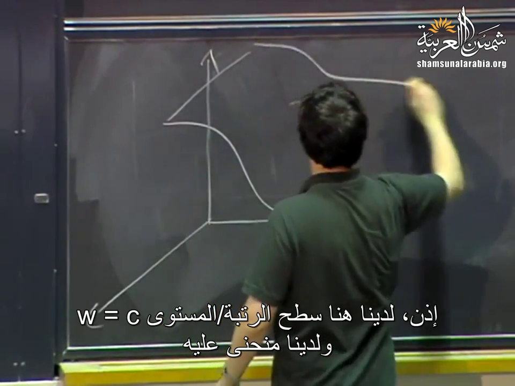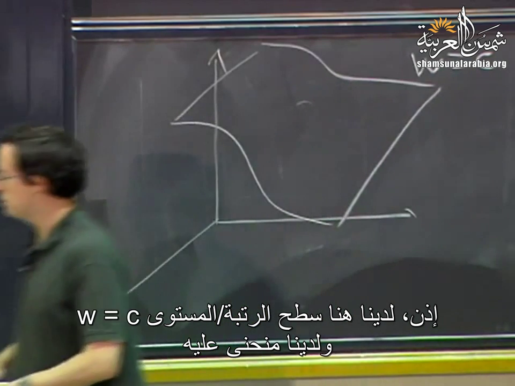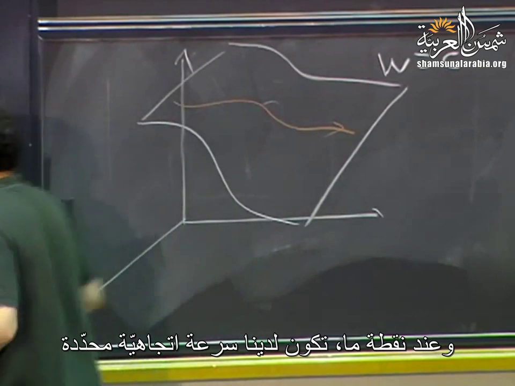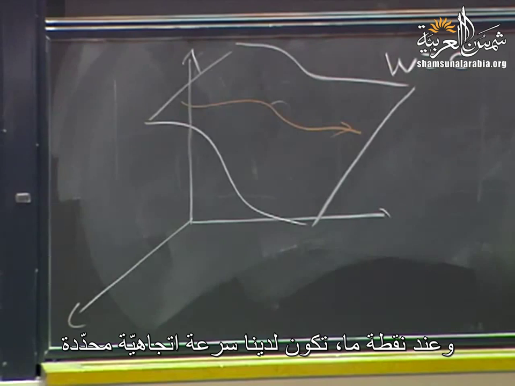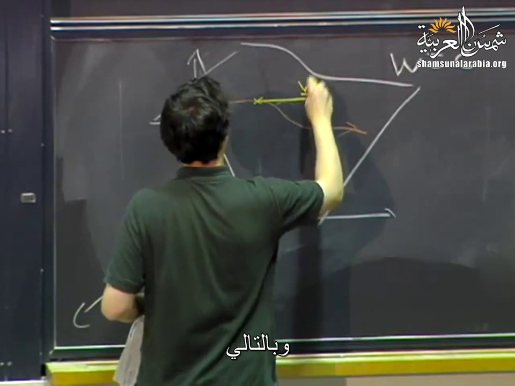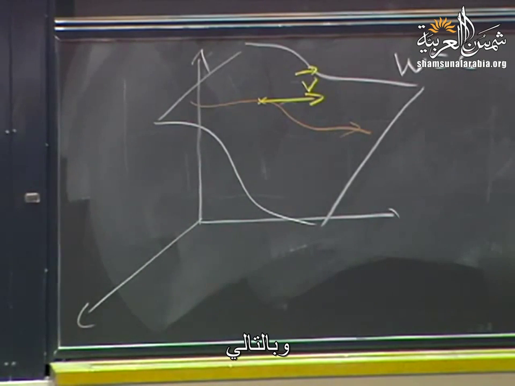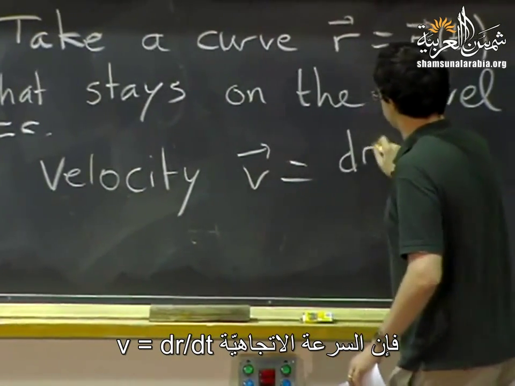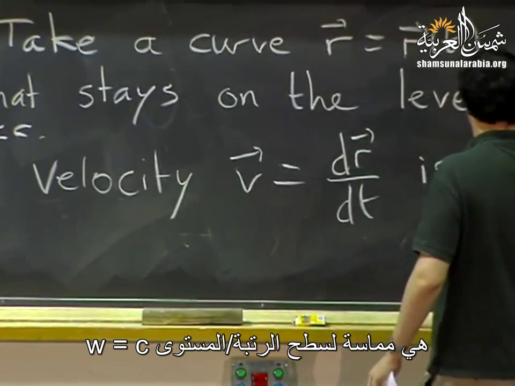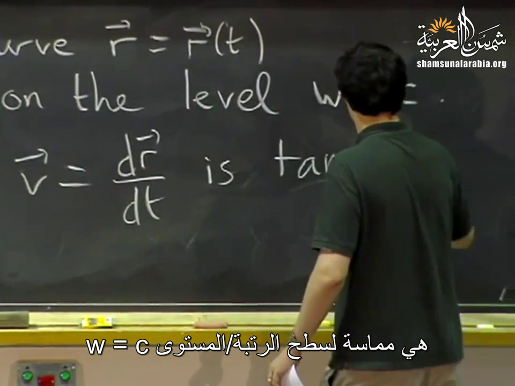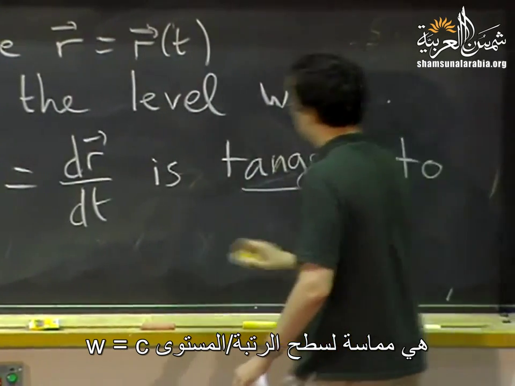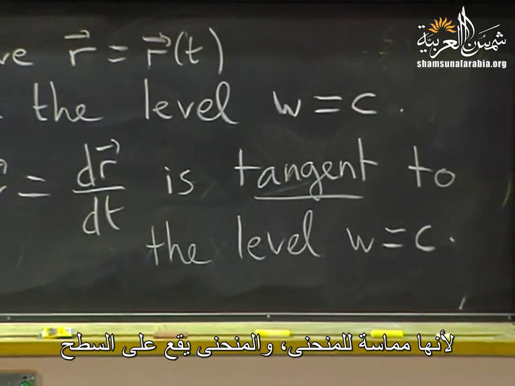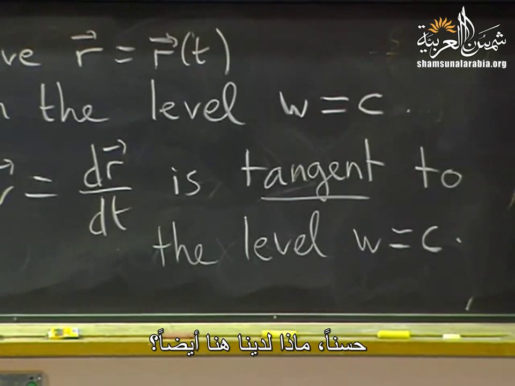So I have my level surface, W equals c. I have a curve on that. And at some point, I'm going to have a certain velocity. So the claim is that the velocity v equals dr/dt is tangent to the level W equals c, because it's tangent to the curve and the curve is inside the level. Okay? Now, what else can we say?